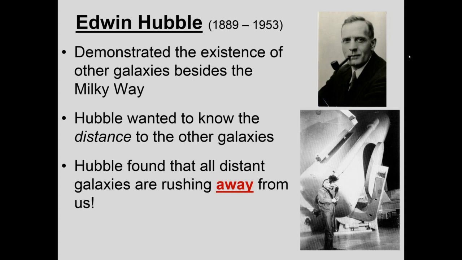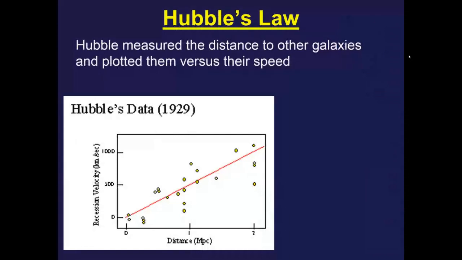And what happened is he realized that when he looked at the most distant galaxies and he measured their Doppler shift, they were all moving away from us. All of them. All distant galaxies are moving away from us. And that's a heck of an observation. If everything is moving away from us, doesn't that mean we're the center? So let's think about this here.